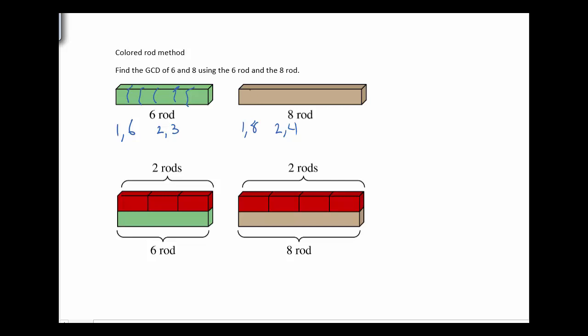As we start partnering these up, notice the biggest number that goes into both of them happens to be 2. We can literally put the rods on top of each other and see that you can rewrite the lengths in terms of the other length rods. So we can physically see that the GCD of 6 and 8 is 2. It's called the colored rod method.